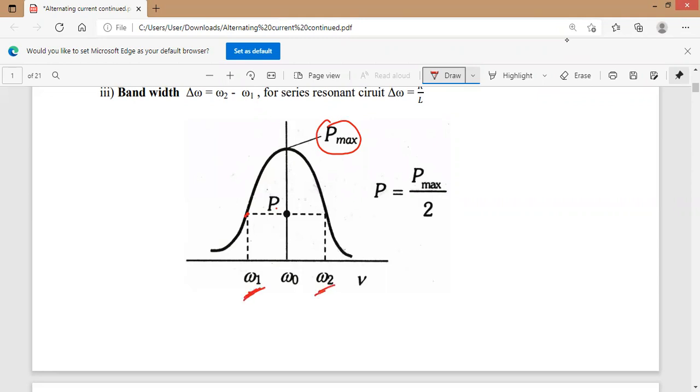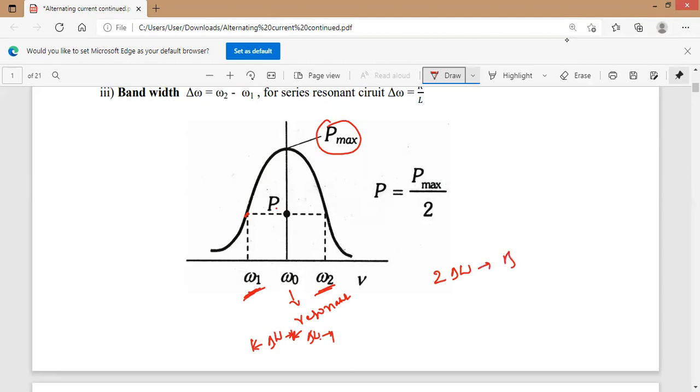We call them half power frequencies, and this omega naught is the resonant frequency. Omega 1 and omega 2 are the half power frequencies. Now, omega naught minus omega 1 is delta omega. Similarly, omega 2 minus omega naught is also delta omega. Then delta omega plus delta omega gives the width of this length, that is 2 delta omega, and this 2 delta omega is called bandwidth.